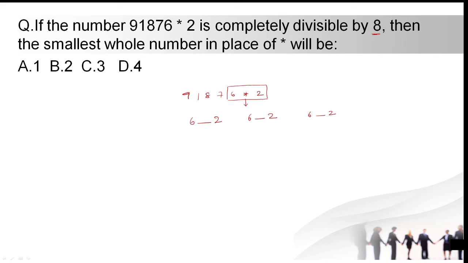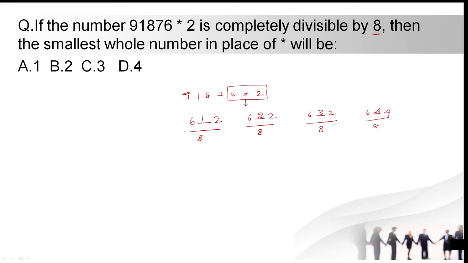6 dash 2, 6 dash 4. First option, I'm substituting the first option and I'm going to divide this with 8. In the second option, I'm going to use a 2 and divide with 8. From the third option, 63 divided by 8. 64 divided by 8. Now comes the calculation.